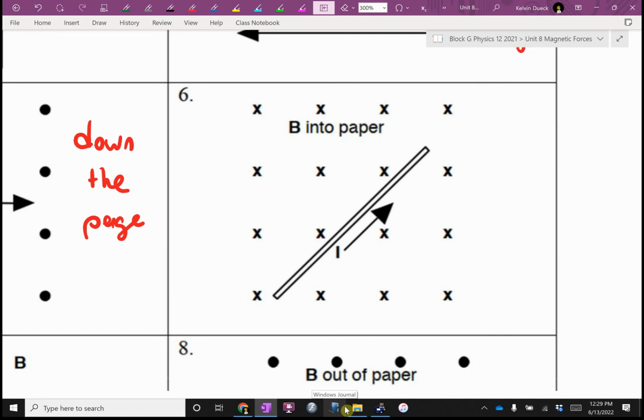Okay, I guess I'll point my thumb up and right diagonally. Magnetic field into the page. You know what? The force is that way. Up and left.